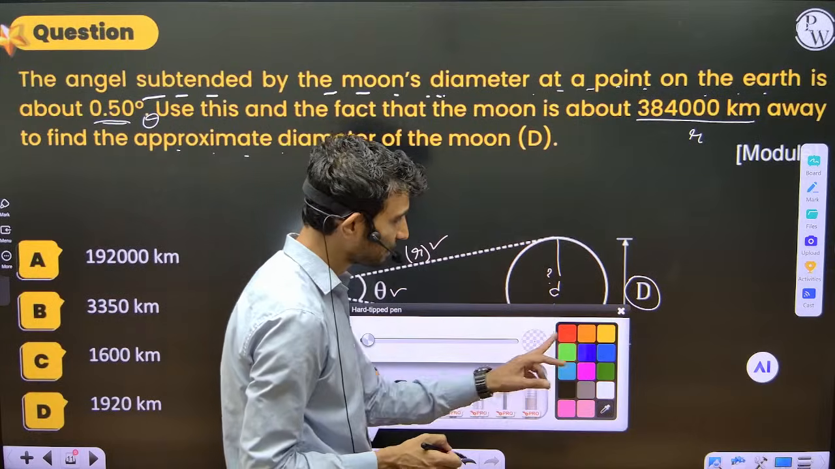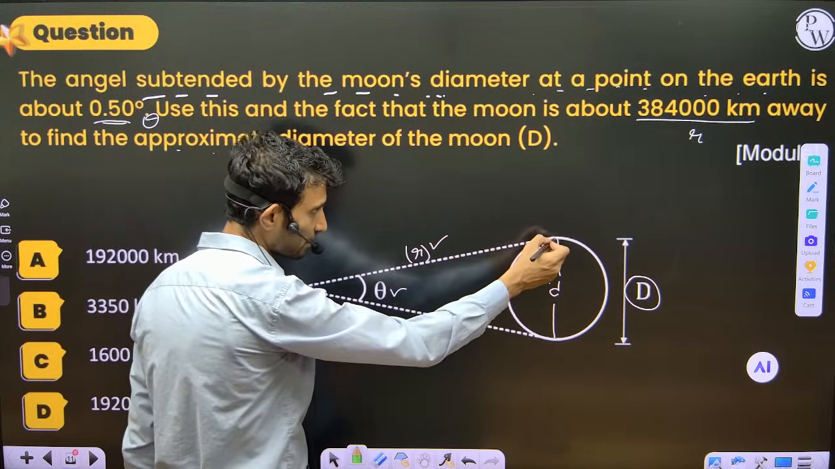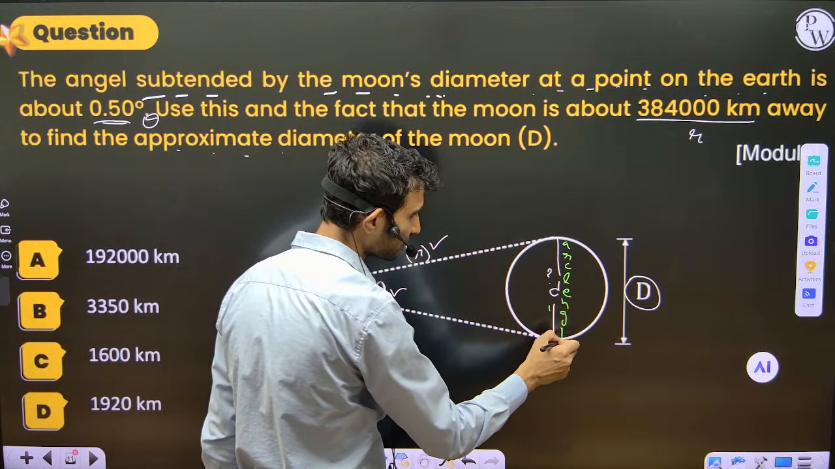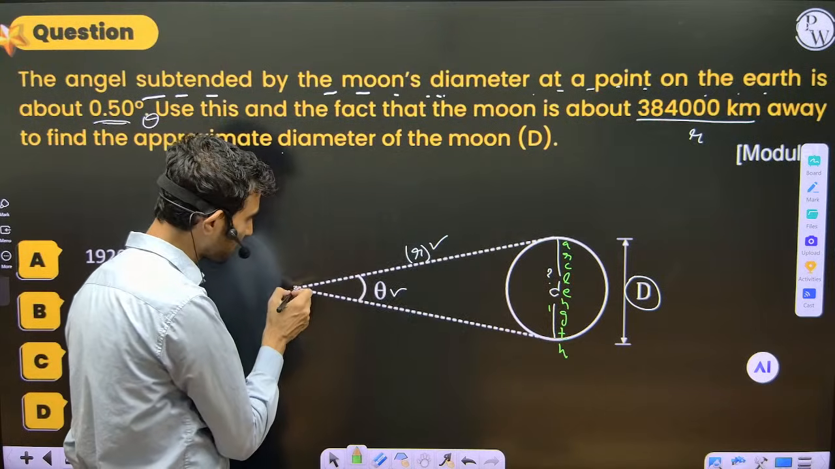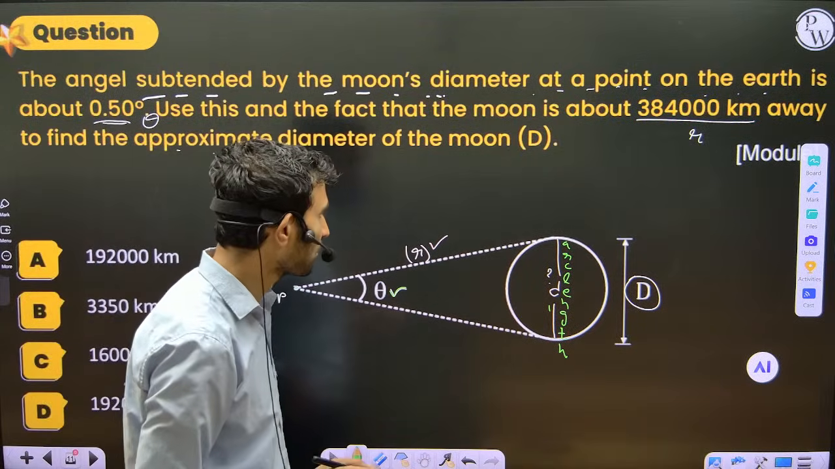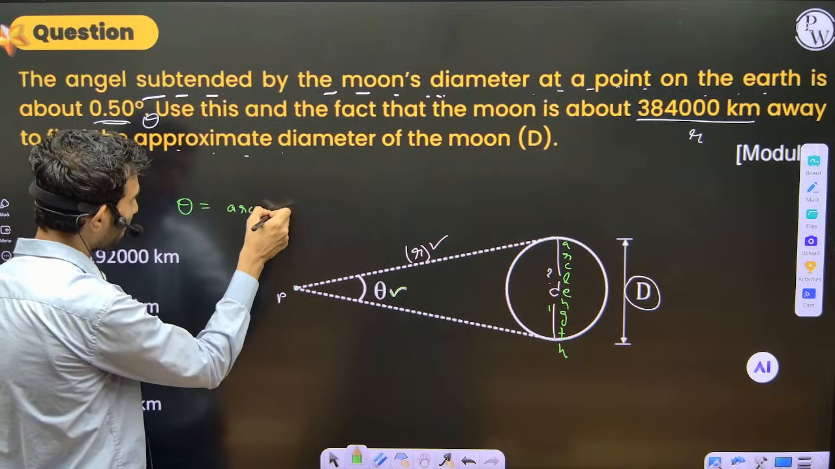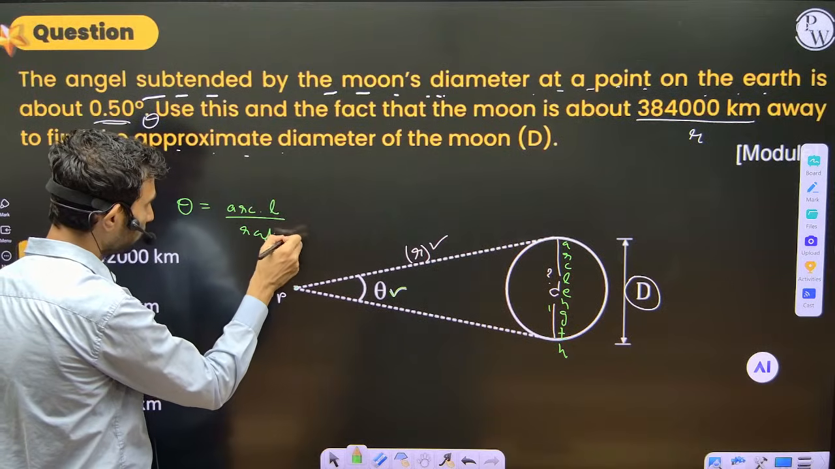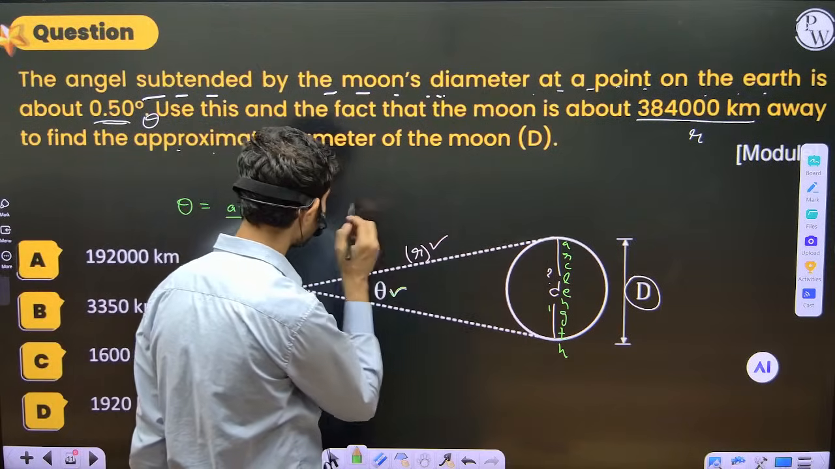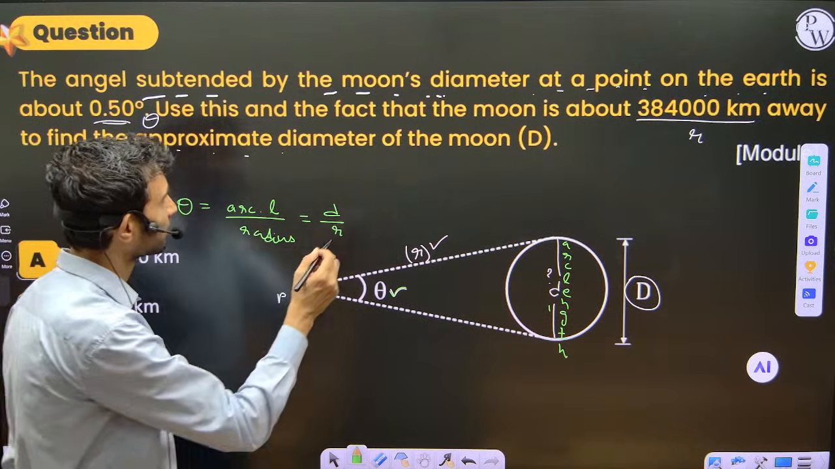Now to find out the diameter, you can see that this is like an arc. This is the arc length. And that arc length is subtending how much angle here? Theta. Right? And you have to find the value of d. So what is the formula that we have learned? Arc length theta is equal to what? Arc length divided by radius. And in this problem, arc length is nothing but your diameter. So it will become diameter upon radius. And you have to find the value of the diameter d, right?